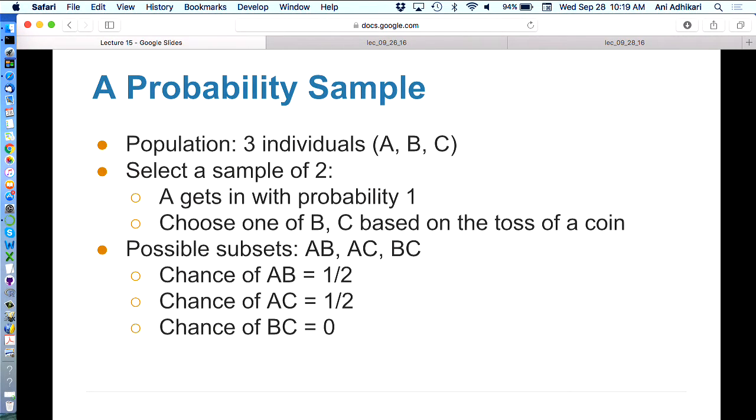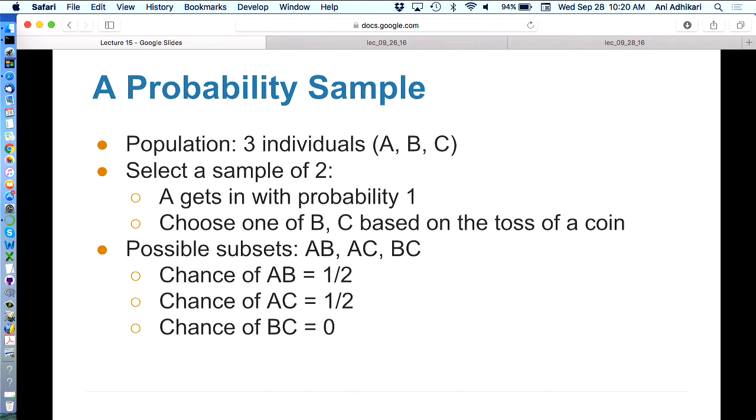So I've got a population of 3 individuals, A, B, and C, and I'm going to take a sample of size 2, and I have a bizarre sampling scheme. I am certain to take A, and then I will choose between B and C by tossing a coin. Okay? So this is a sampling scheme, and we are going to judge whether it is a probability sample.